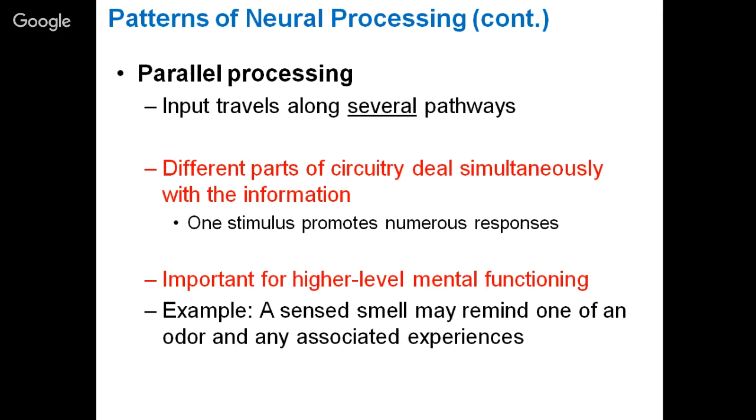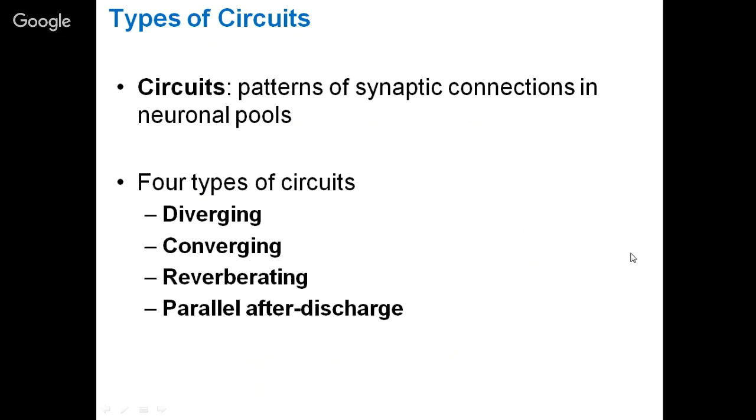With regard to parallel processing, the input travels along several pathways. Different parts of the circuitry deal simultaneously with information. One stimulus promotes numerous responses, and this is important for high-level mental functioning. An example would be that the sense of smell may remind one of an odor and may bring associated experiences. So these are higher order functions of the brain.